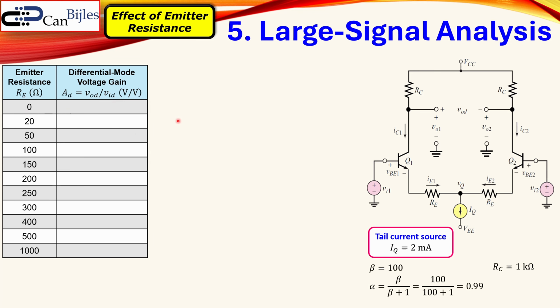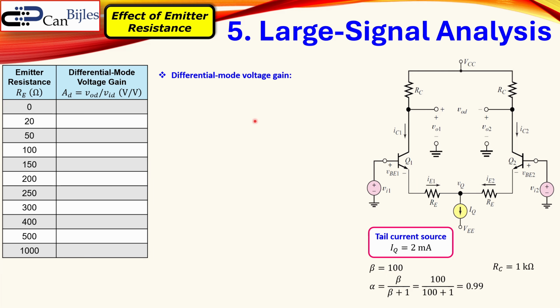Now, I call this A sub D, and VOD over VID is our differential mode gain. Well, that needs to be calculated by knowing the beta. Now we know the beta for this transistor is here 100. And we also take the RC here as 1 kilo ohm. Just an example, of course. And we have an alpha, because of this beta over beta plus 1, of 0.99 again.